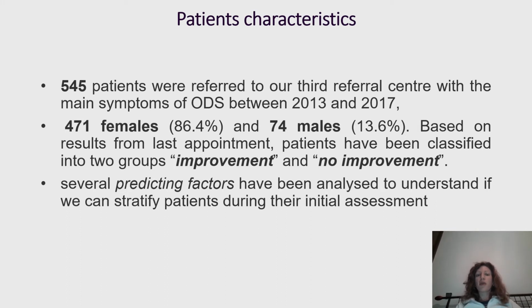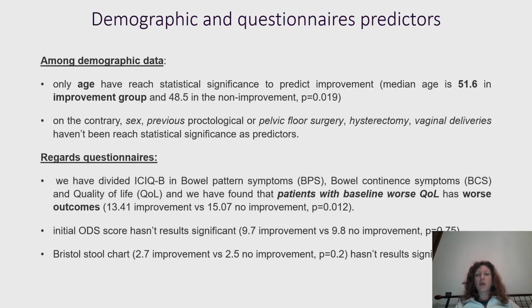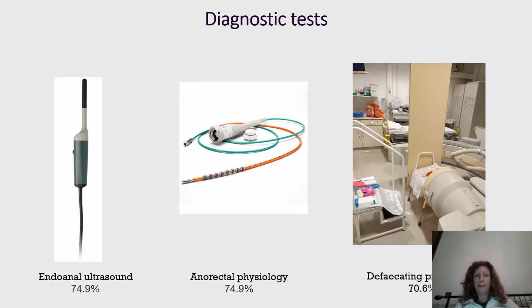Several predicting factors have been analyzed to understand if we can stratify patients during the initial assessment. Demographics: we have seen that age was significant, so people a little bit older had a more favorable outcome, and people with a worse baseline quality of life had a worse outcome.